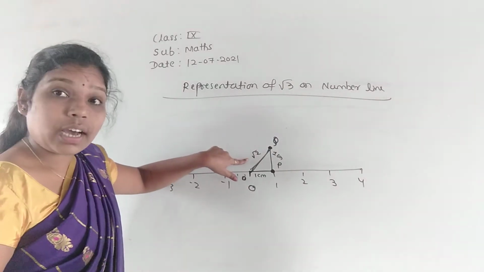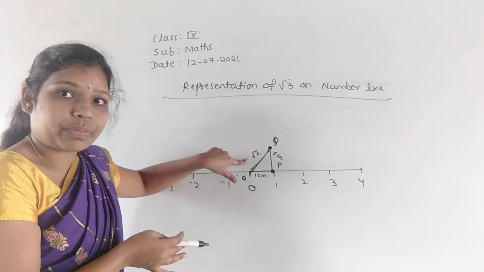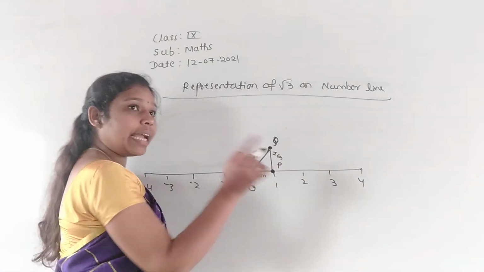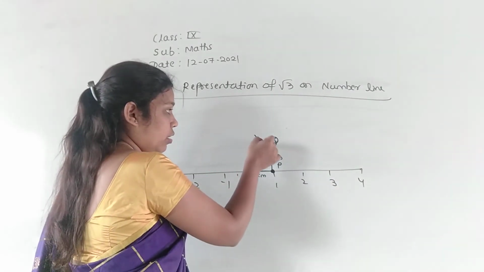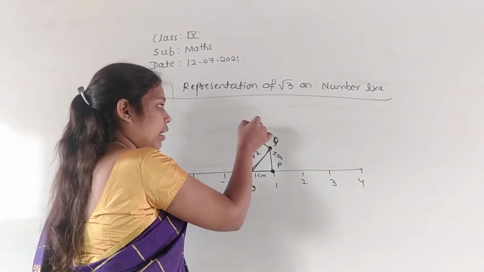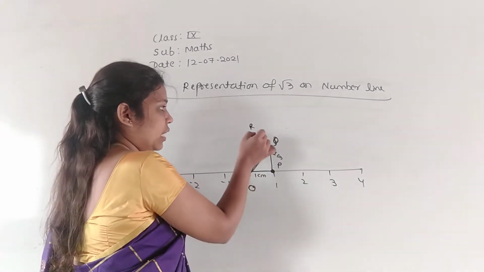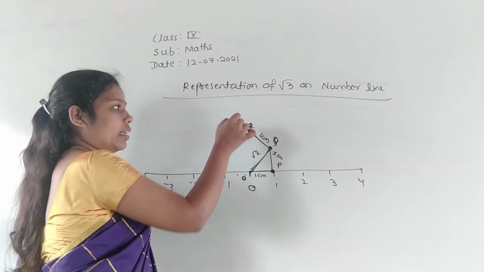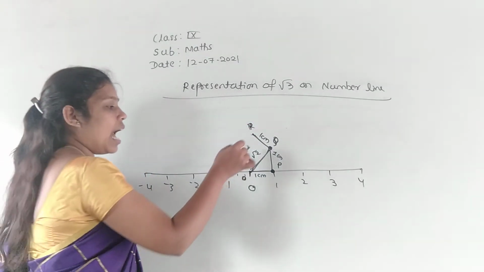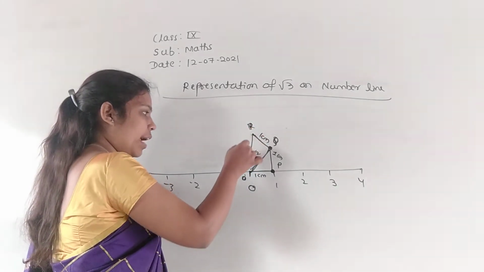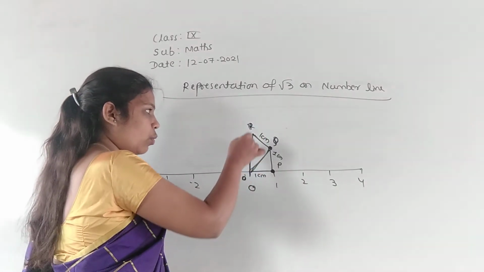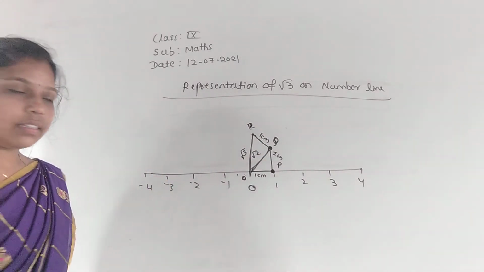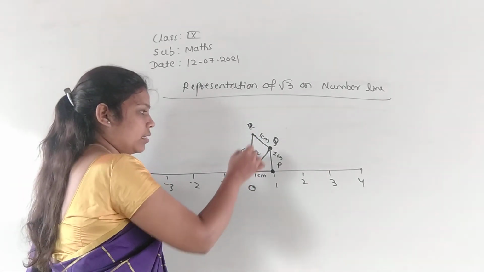What is the OQ distance here? Root 2. Already we did in the last problem. Right. So next thing is from Q point, again take a 1 centimeter distance. I am giving that as point R. After that now join the O and R. And what is that length? Root 3.